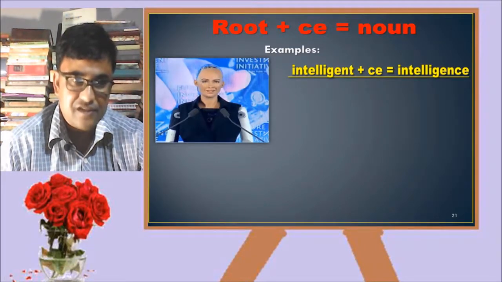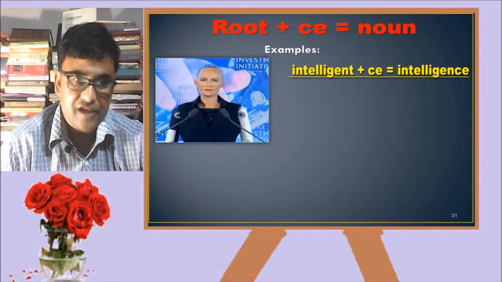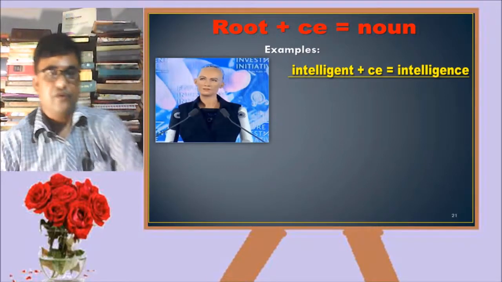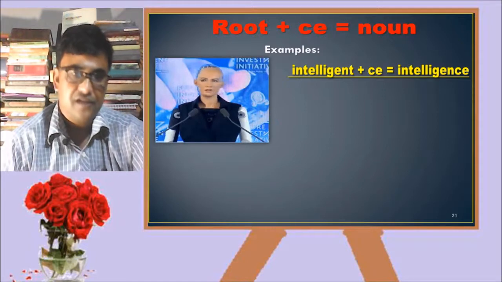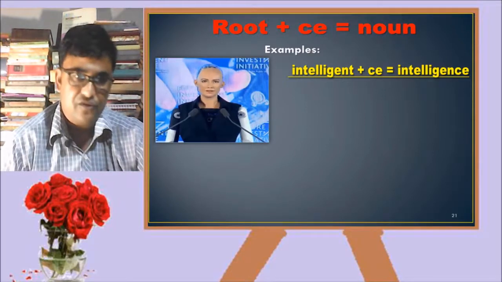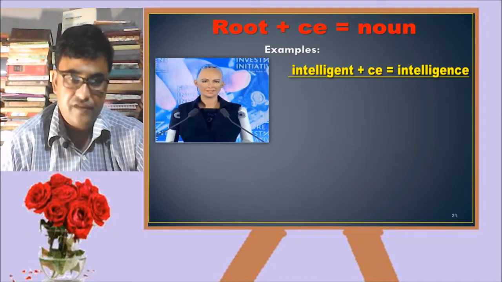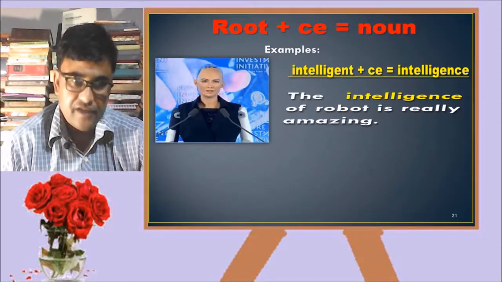Here I will discuss intelligent plus CE equal intelligence. Look, when we see only T with the root word, this is an adjective, and when we see CE at the end of a root, this is a noun. Okay? The intelligence of robots is really amazing.